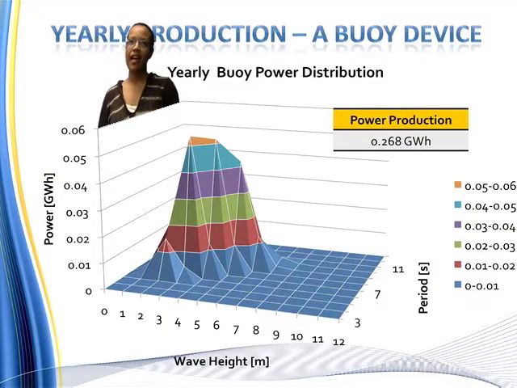Like in the previous slide for the overtopping device, this graph shows that greatest power production for a buoy-type device will come from waves 3 meters tall over a period of 7 seconds. Our total yearly production will be roughly a quarter of a gigawatt hour.